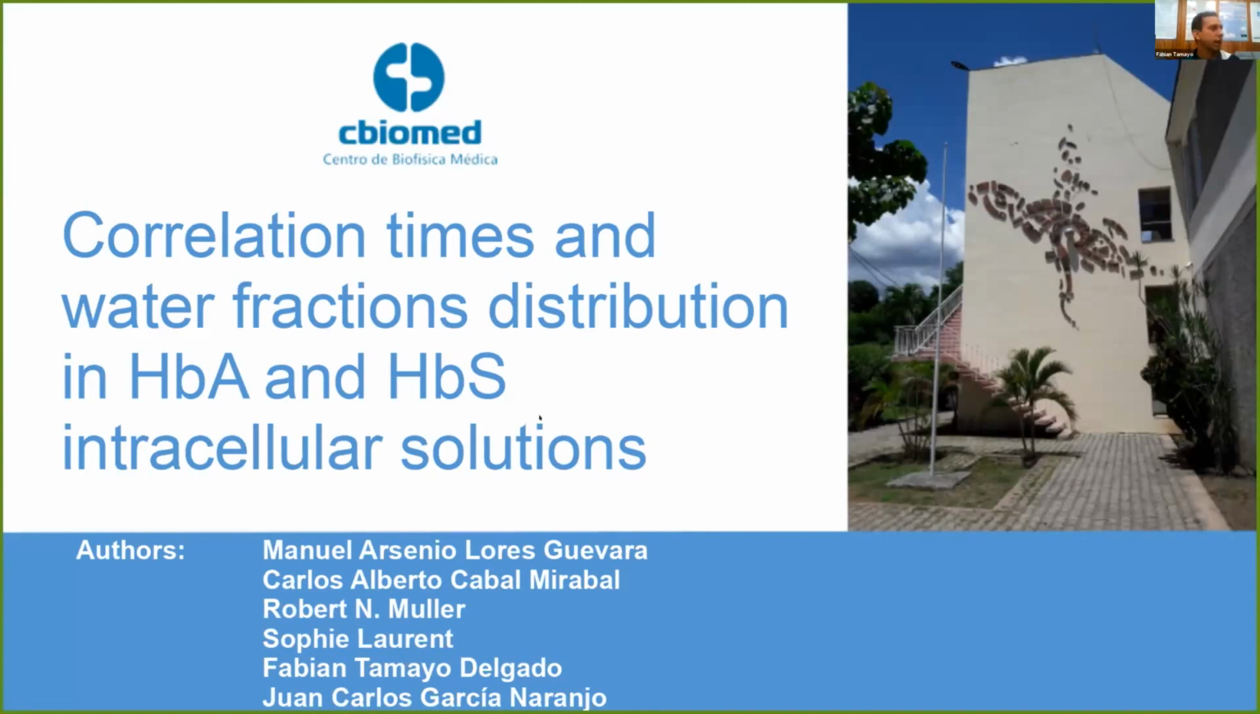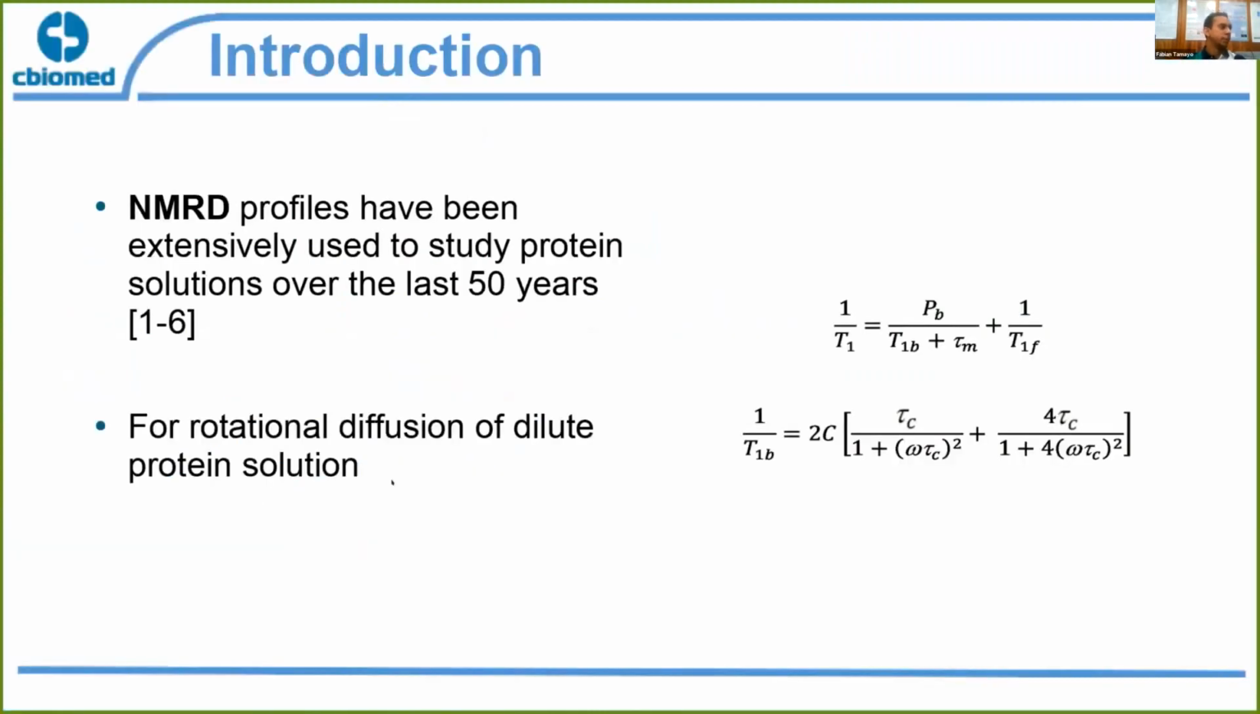The work is correlation times and water fraction distribution in HbA and HbS intracellular solutions. The NMRD profiles have been extensively used to study protein solutions over the last 50 years. For rotational diffusion of a dilute protein solution of non-interacting, approximately spherical proteins, the evolution of the longitudinal correlation times versus the frequency is expected to have a Lorentzian dispersion.